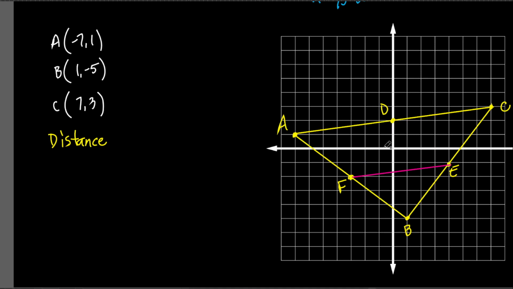So what I want to do is find the length of FE. If I know the length of FE, I should be able to find the length of AC. Agreed? Or I could go the other way around. I could find the length of AC and then take half of it, and that's the length of FE. Let's do it that way, since I already got my points here. Is that all right? So let's do the distance formula.